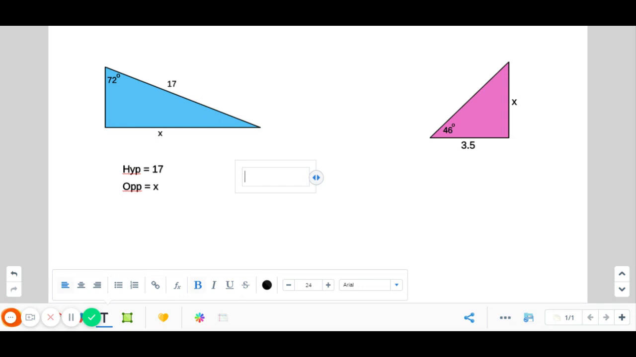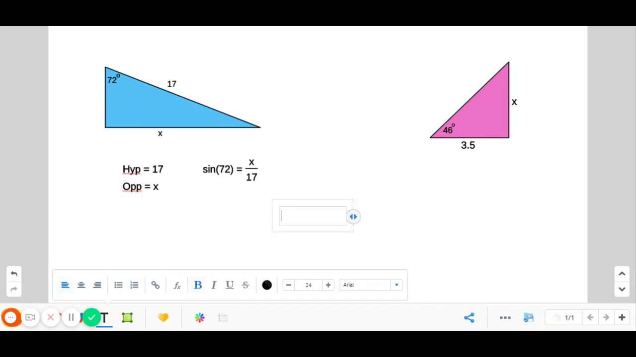Well, the sine is the one that is opposite divided by hypotenuse, so we're going to want to use sine. So the way to set it up is we write it as follows. The sine of 72 degrees equals x over 17, because again, sine is opposite divided by hypotenuse. So the sine of the angle, the sine of 72, equals the opposite, which is x, over the hypotenuse, which is 17.